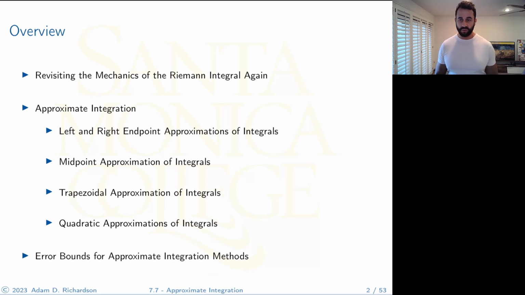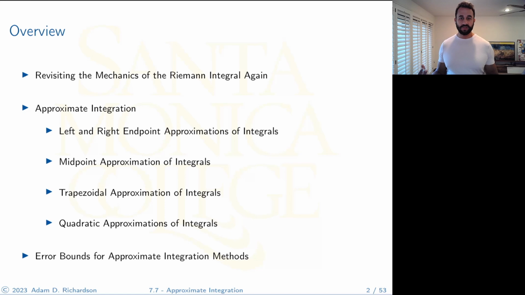So in the very beginning, we're just going to revisit the mechanics of the Riemann integral again, just to see what exactly is going on with the Riemann integral one more time. I know we've seen it a bunch of times, but we're going to look at it again. Then we're going to talk about five different integral approximation methods: left and right endpoint approximation, midpoint approximation, trapezoidal approximation, and quadratic approximation.